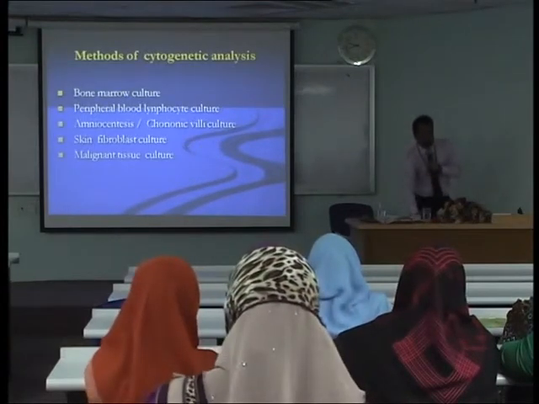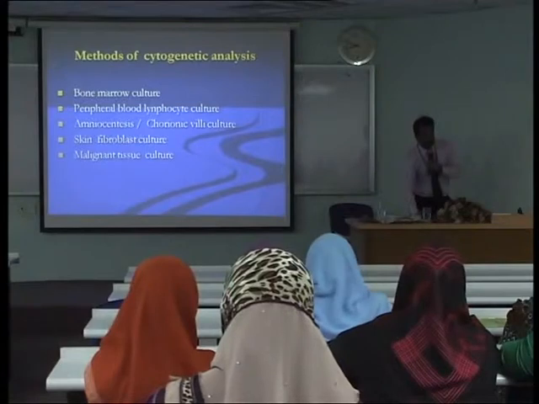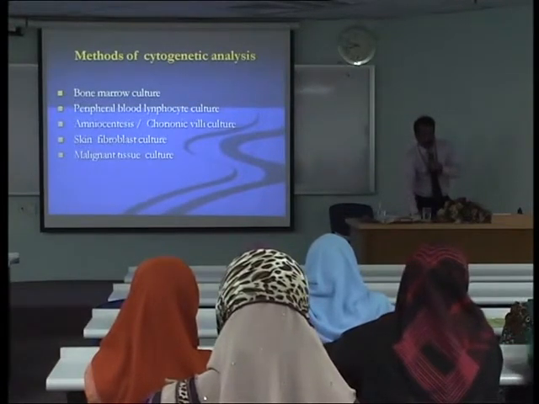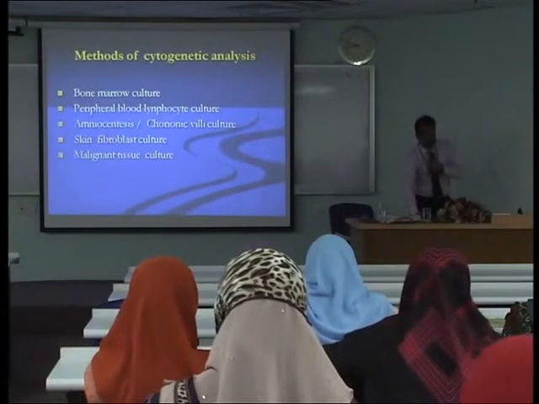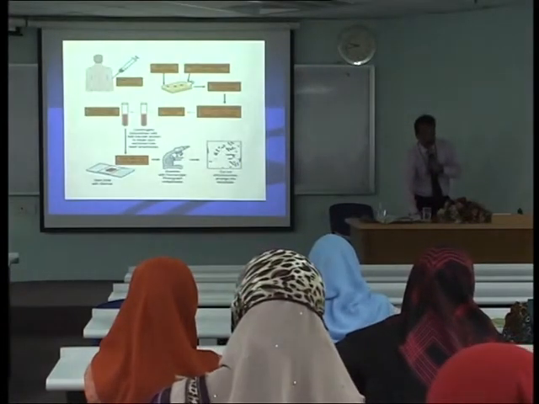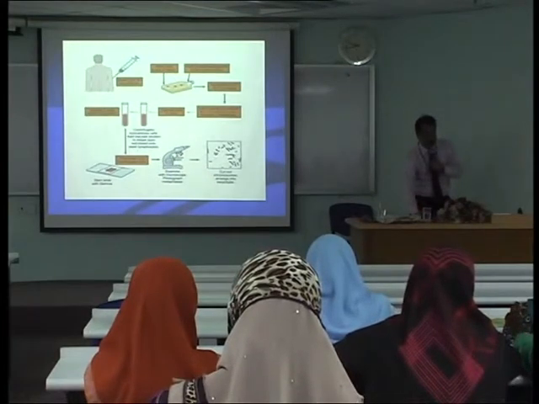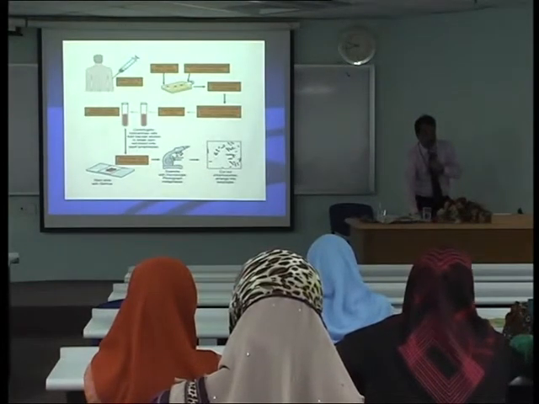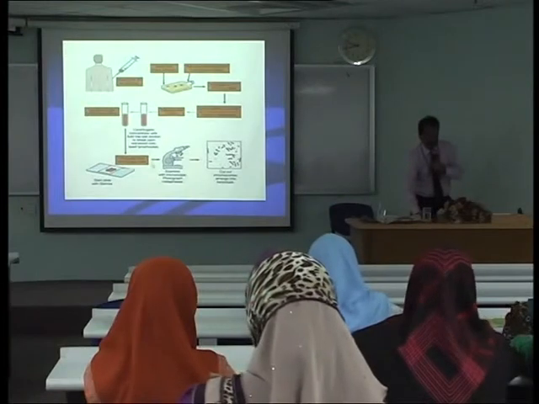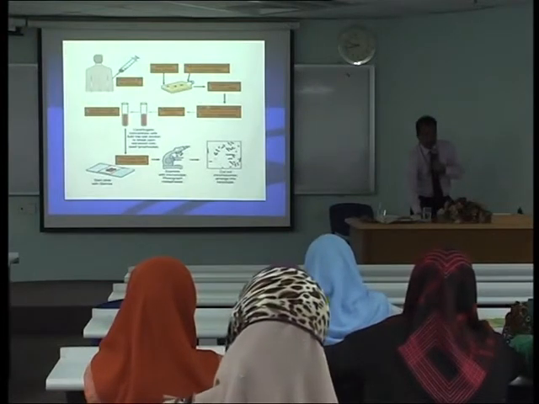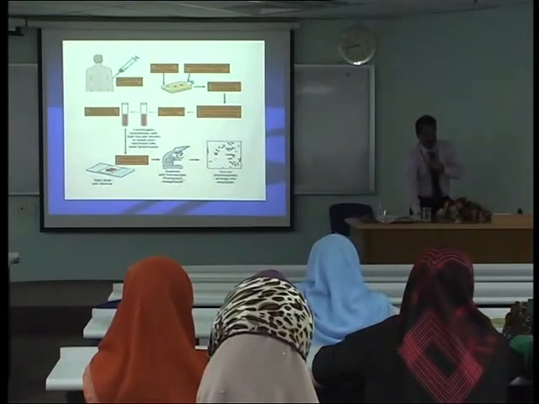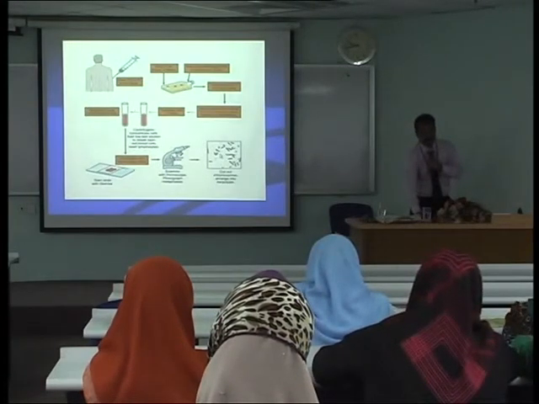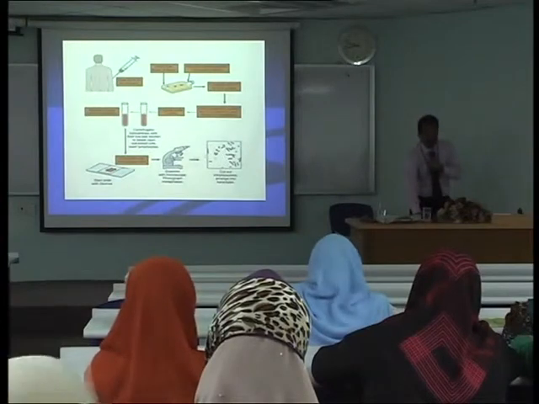So depending upon the type of tissue, we use bone marrow culture, peripheral blood lymphocyte culture, amniotic or chorionic villi culture, skin fibroblast culture, and malignant tissue culture. And this is the diagram showing the peripheral blood lymphocyte culture. We take the blood of the patient and then culture. We culture for 3 days and then make the slides and observe under the microscope. Then we can see chromosomes like this.